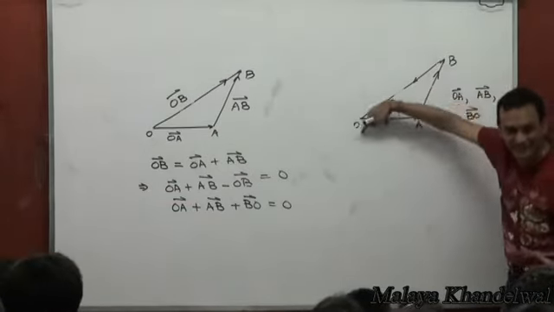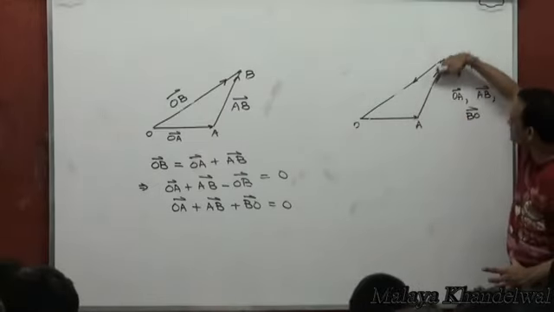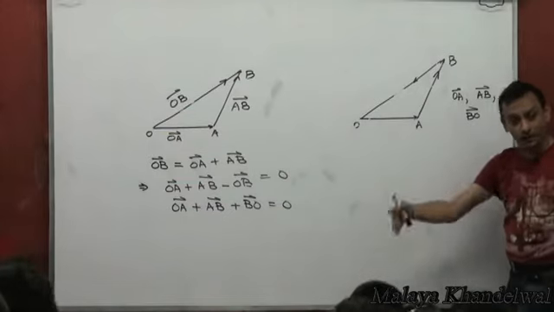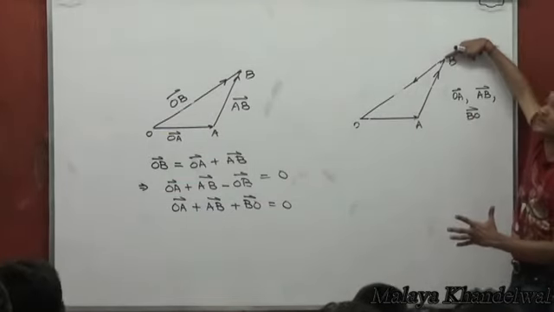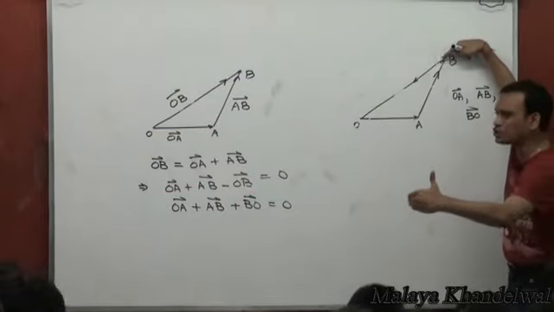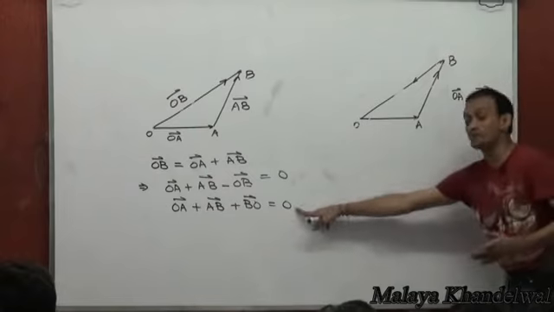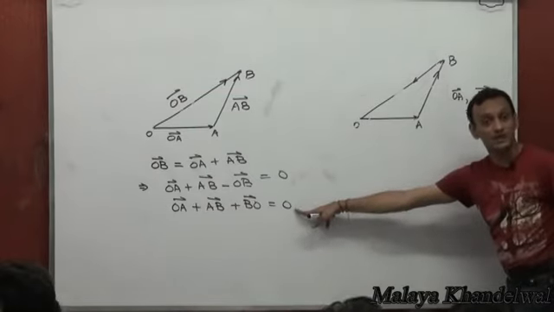See, in this case everything is taken in the same order, right? Like this, like this, like this. They are taken in the same order. If these are three vectors represented in magnitude and direction by three sides of a triangle taken in order, then their net effect must be 0.